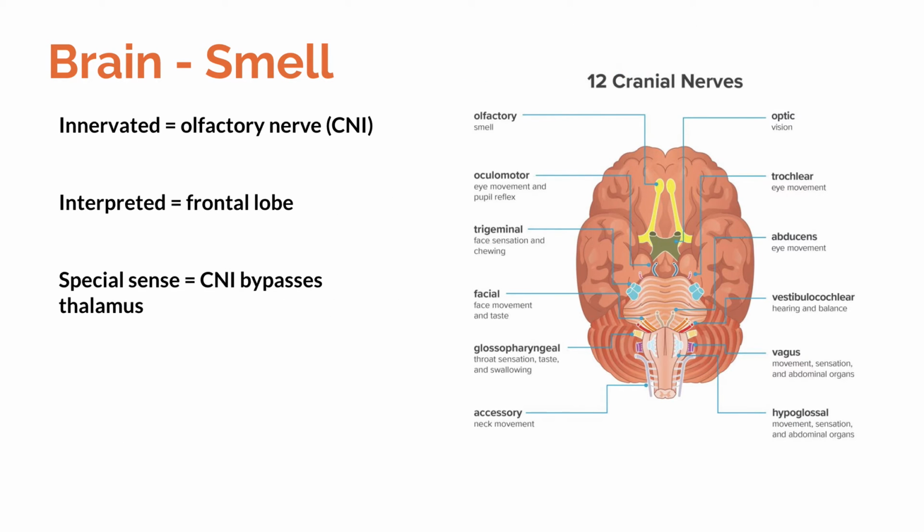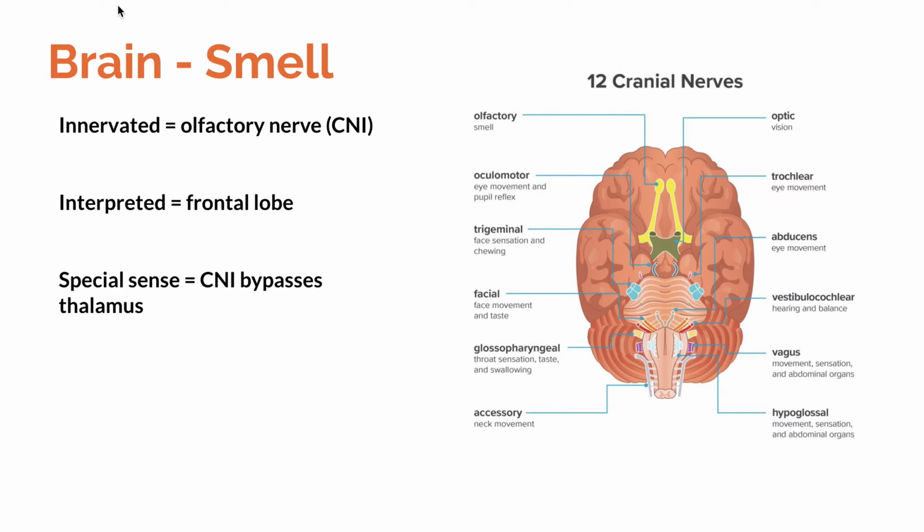Now, I've gone through and actually defined for each sense which nerve is going to be coming in and connecting with the thalamus, as well as which portion of the brain is going to be processing it. So I won't go through each of them, but I did want to touch base with smell. Smell is considered a special sense because it actually bypasses the thalamus, unlike the other senses, and goes directly to our brain to be processed. So that's a key difference between this sense and other senses.